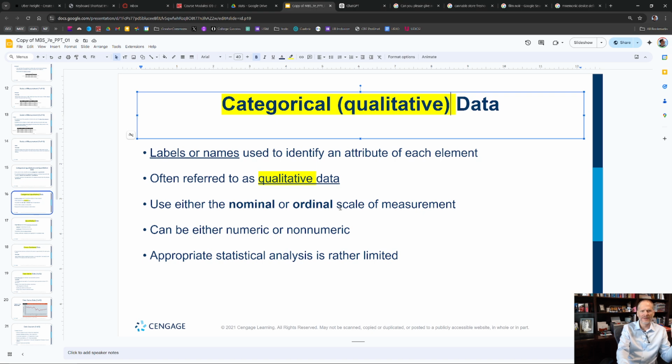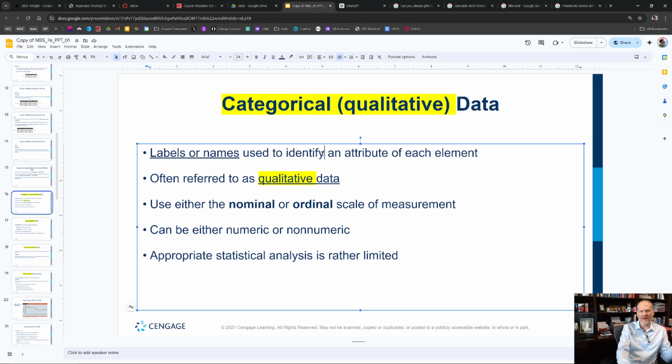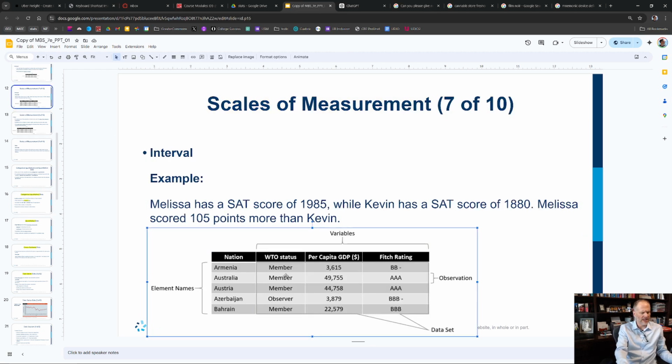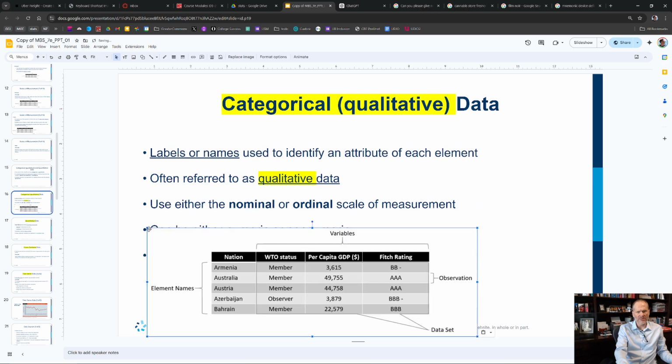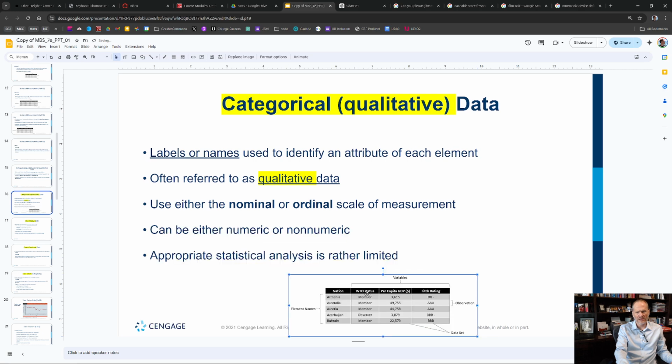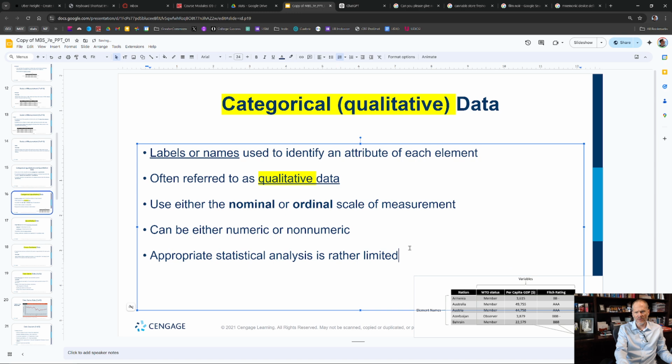Doesn't flow as well. Anyhow, qualitative data: labels or names used to identify an attribute of each element. So labels or names used to identify an attribute of each element. So let's get this little thing right here again and come back here and put that in, and we'll just make it a little bit smaller so that we could see this all on the screen. We'll put it down in the corner, and then we'll make this one a little bit more up.